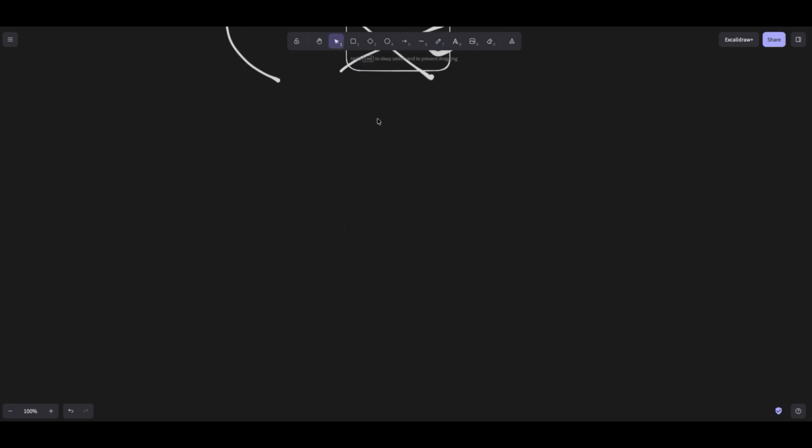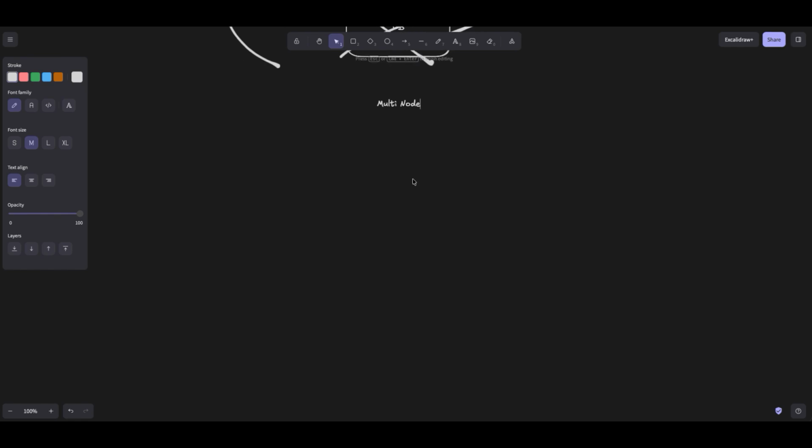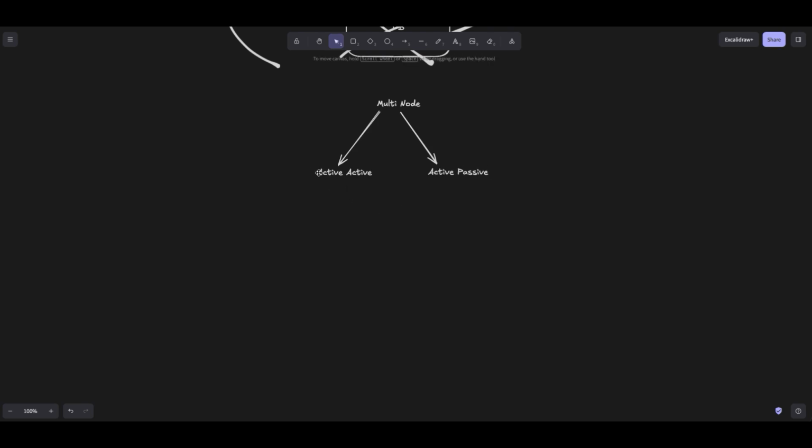Next is, let's talk about multi-node. As the name suggests, multi-node means multiple instances of the same component in system design, so that if one goes down, we have something running already that will handle the request, keeping our system resilient. Now in multi-node, there are two kinds of architecture, which are active-active and active-passive. Now let's understand each of them one by one.